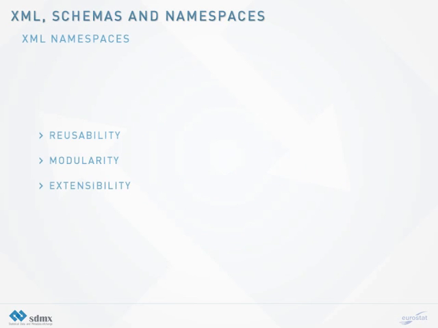XML namespaces are used for providing uniquely named elements and attributes in order to avoid element name conflicts inside the XML file. This ensures reusability, in other words, the reuse of elements and attributes. It ensures modularity, or the use of elements and attributes from other standard schemas. And extensibility, that is to say, the incorporation of elements and attributes from other vocabularies.